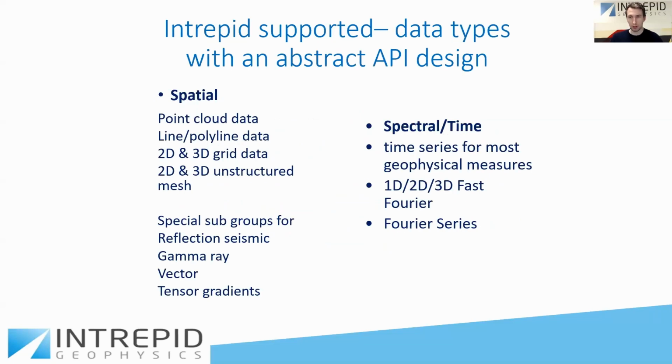So some of the supported data types include time series data, 1, 2D, 3D, fast Fourier transforms, Fourier series data as well, and that's in the spectral time domain. And spatially, I mean, obviously point cloud data, line data, gridded data, 2D and 3D, and unstructured meshes as well. We do have special subgroups for seismic, gamma ray spectroscopy, vectors, and tensor gradients as well.